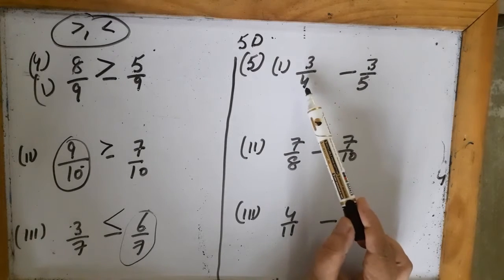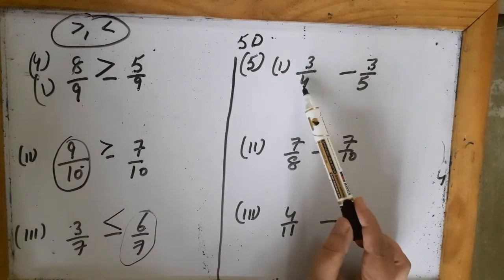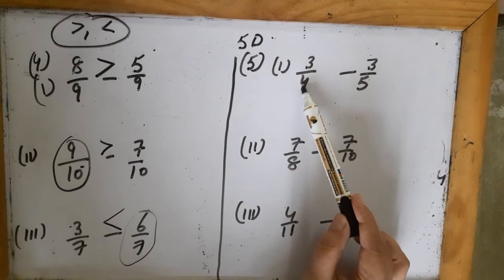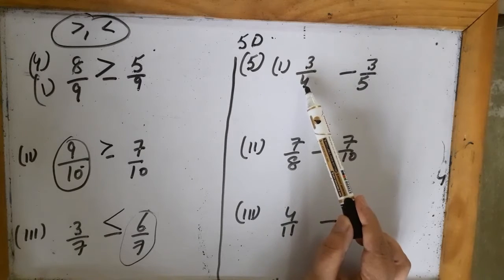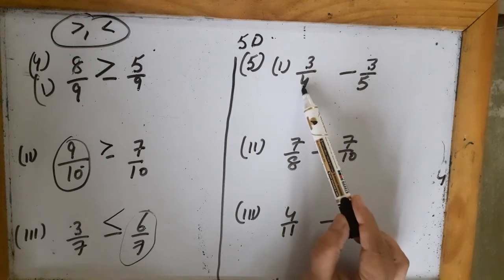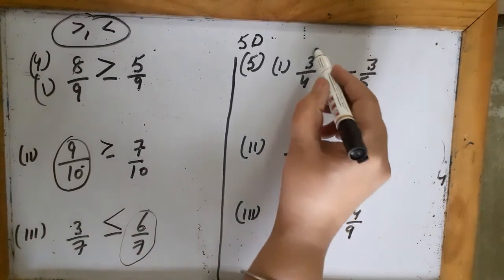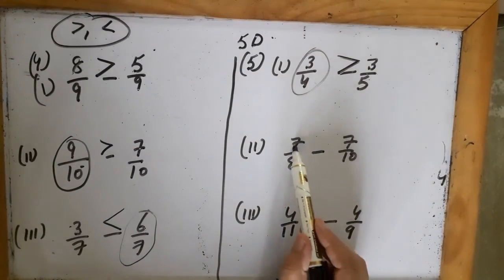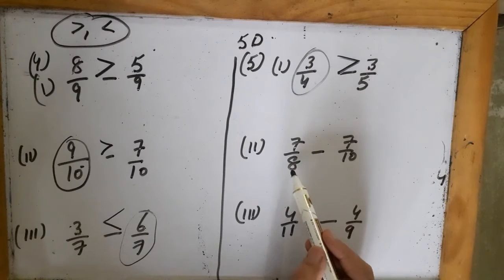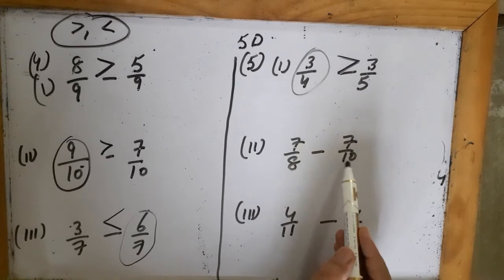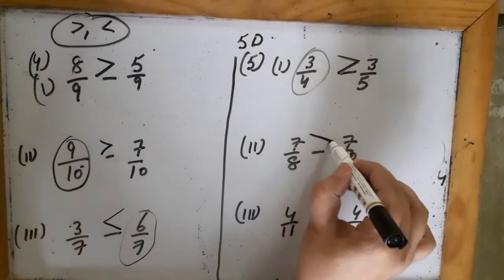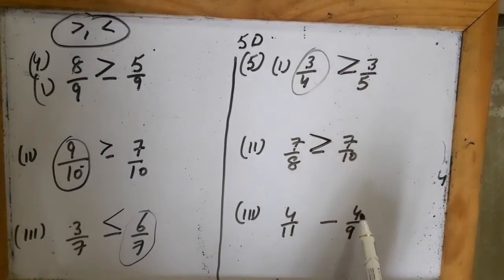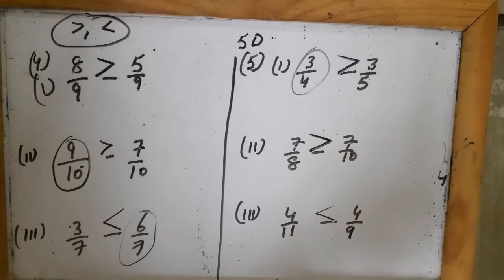The rule is, the fraction with the smaller denominator makes the larger fraction. Whichever denominator is smaller, that fraction will be larger. So here if I look at the denominators, 4 is smaller, so this fraction is greater than this fraction. Again, if the numerators are the same, then the fraction with the smaller denominator is the greater fraction.